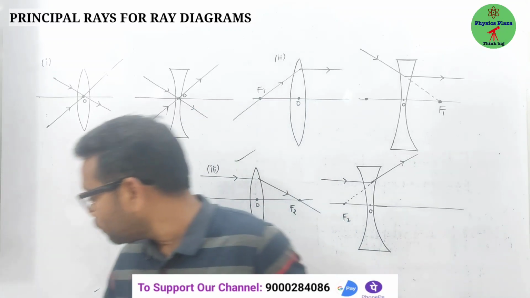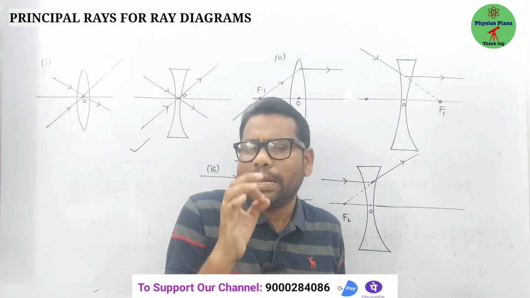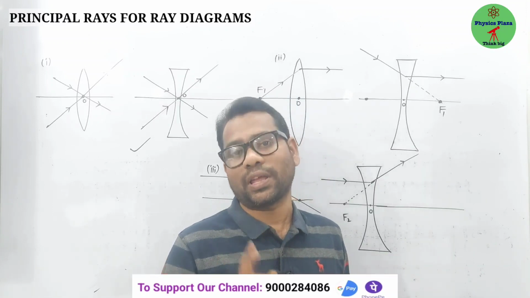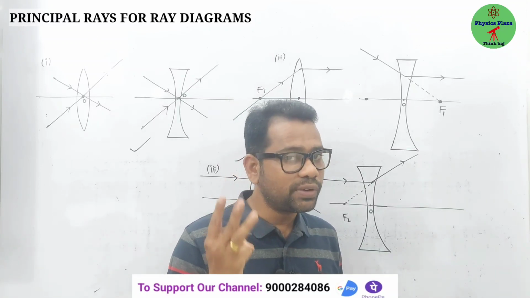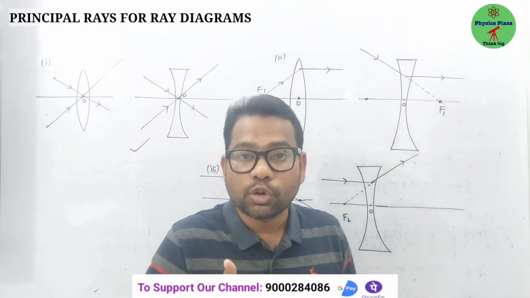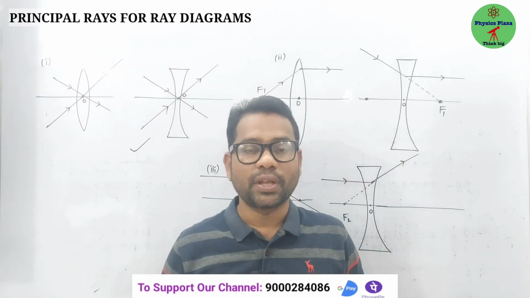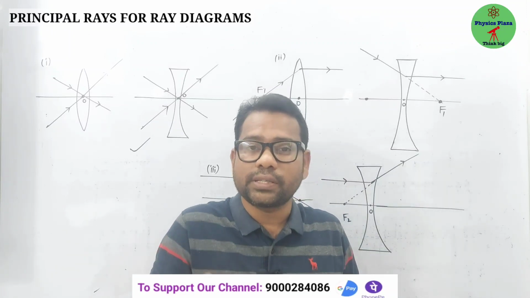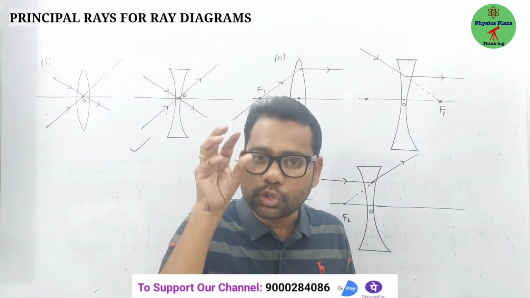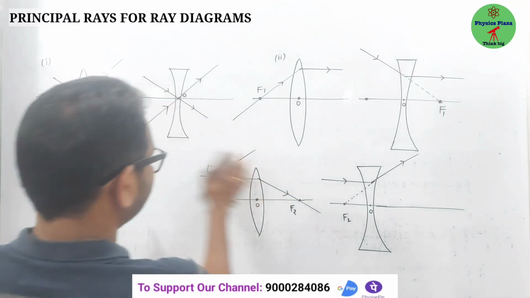Ray diagrams are very important from the examination point of view. With 19% probability we can expect one ray diagram, from either a convex lens or a concave lens. So three things we have to remember. Anyhow, we are going to place the object. Where is the image going to be formed? What is the nature of the image, that is, a real image or a virtual image? And what is the size of the image: highly diminished, diminished, or enlarged? These are the points we are going to learn and concentrate on.